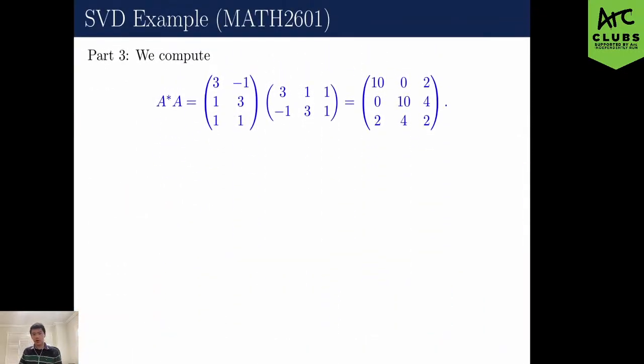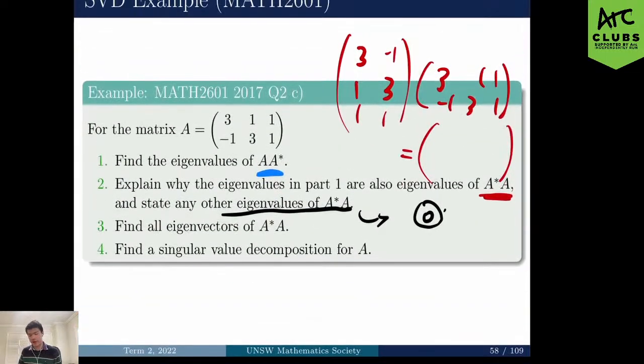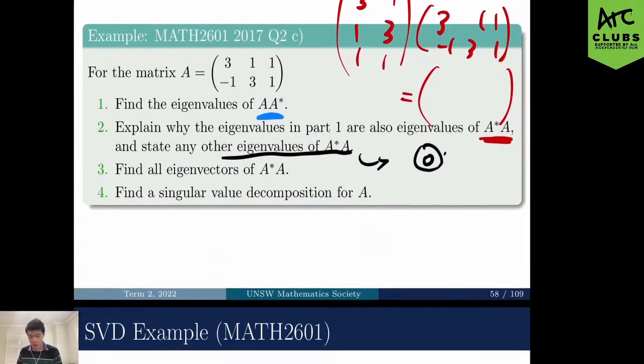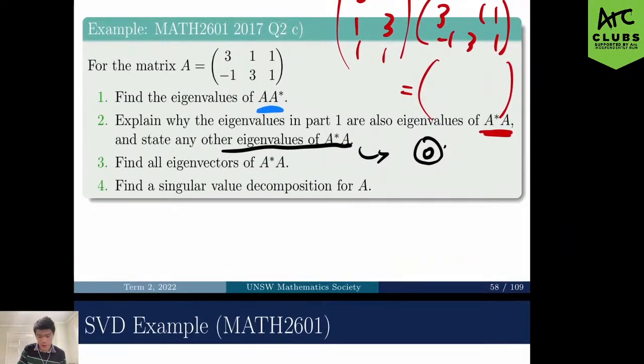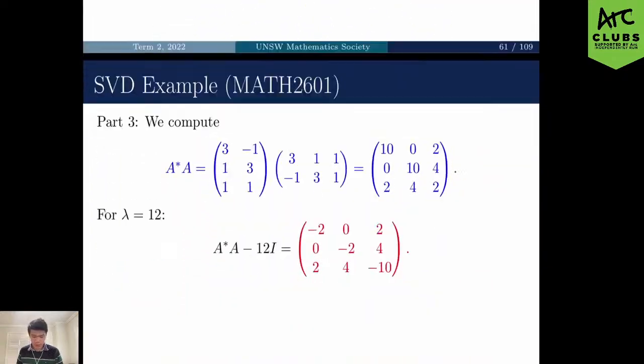Okay, then we've got part 3. And part 3 is all the eigenvectors of A transpose A. It's not too hard. We already know that the eigenvalues are going to be 12, 10, and 0. So we just do the kernel stuff. Okay, so yeah.